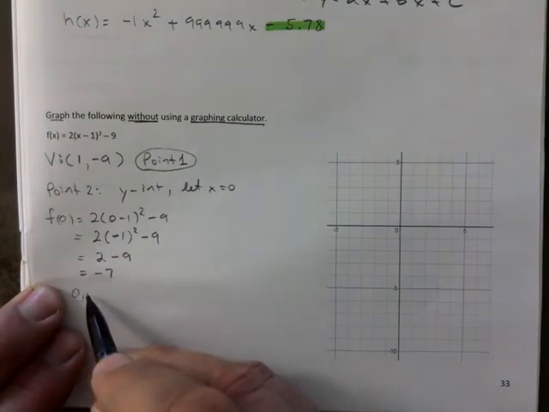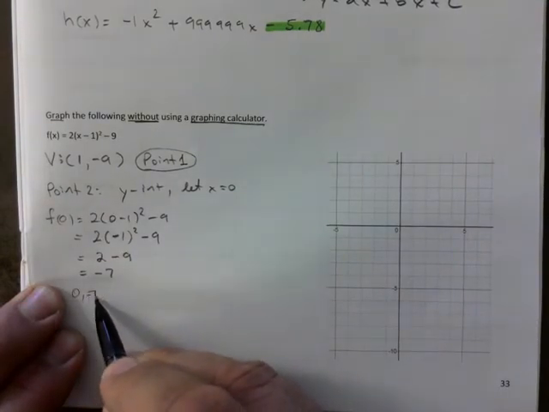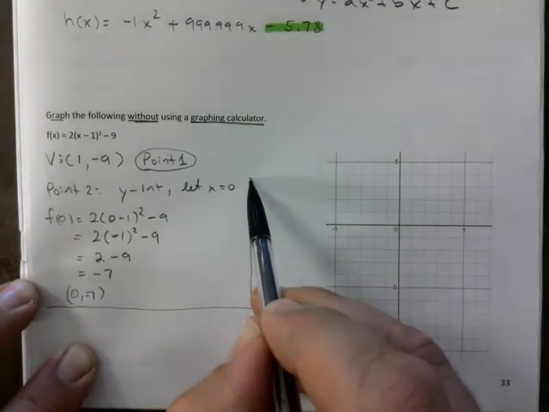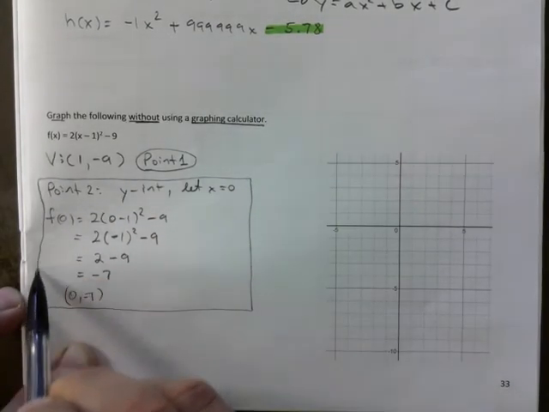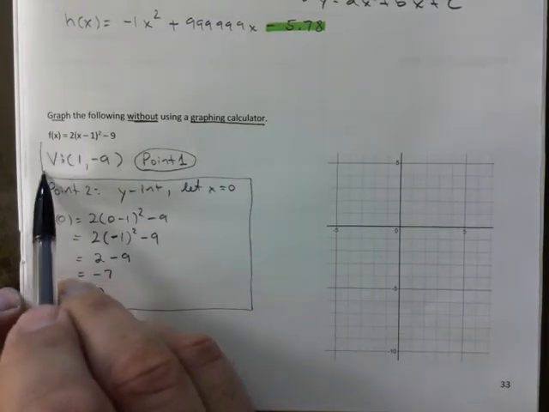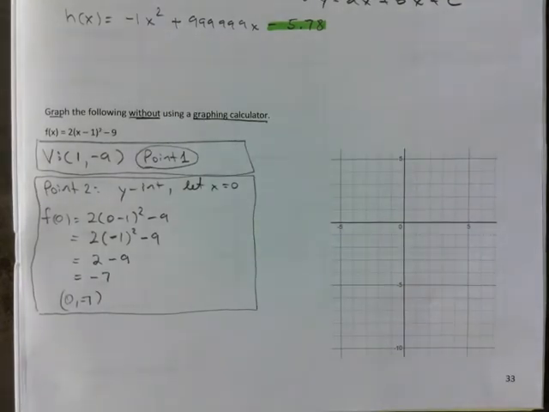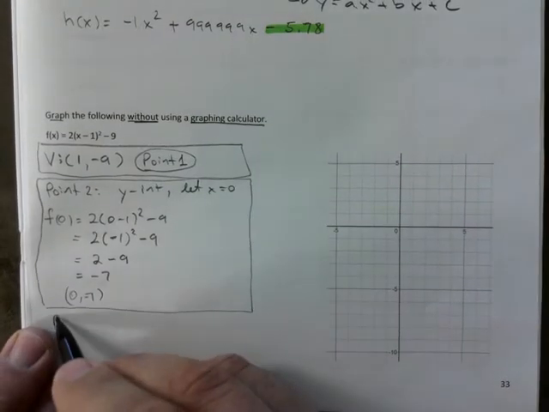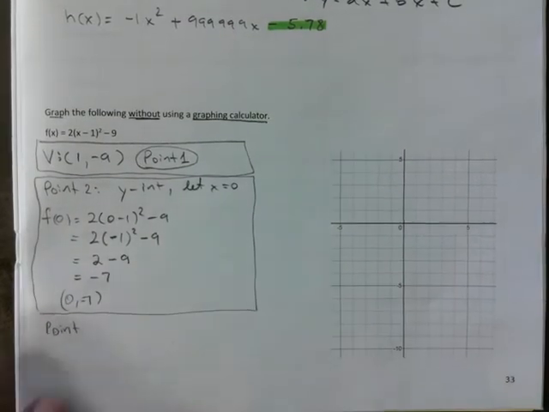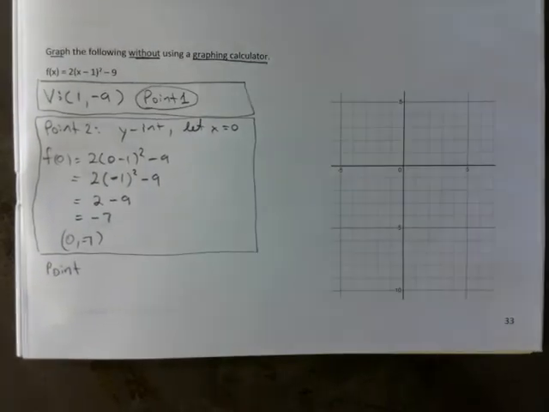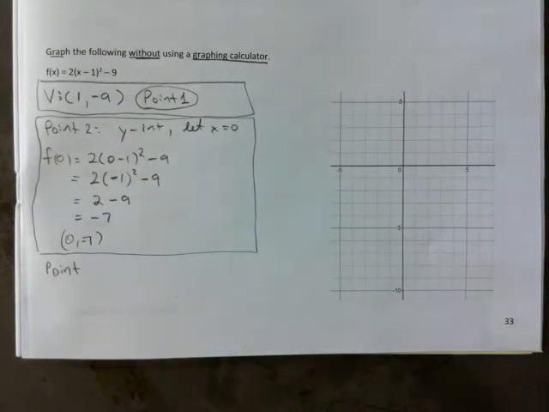So 0, -7, very important, is my second point. Let me box that in. Okay, point 1, right from the equation. Point 2, I had a little bit of calculating to do there. What about point 3? You're like, why do you need 3 points, Mr. Dirksen? Why not just 2? For a quadratic, you need minimum 3 points for you to be able to predict where the parabola is going.